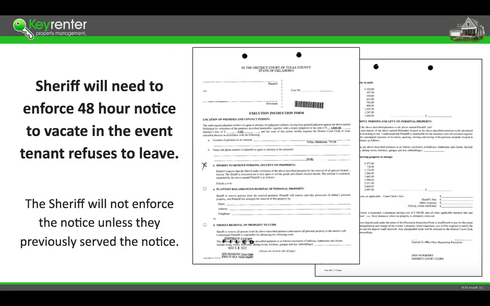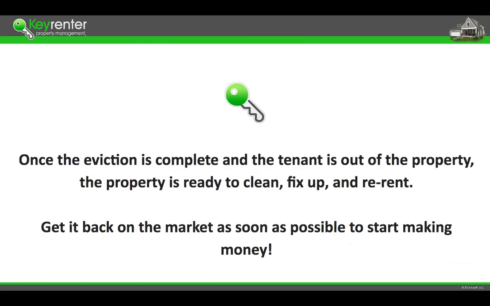Luckily, we actually cleaned the place up, painted it, refreshed it a bunch, and put in great tenants. That was a small victory. Once the eviction is complete and the tenant's out of the property, it's ready to clean, fix up, and re-rent. And we want to, of course, get it back on the market as soon as possible to start making some money.